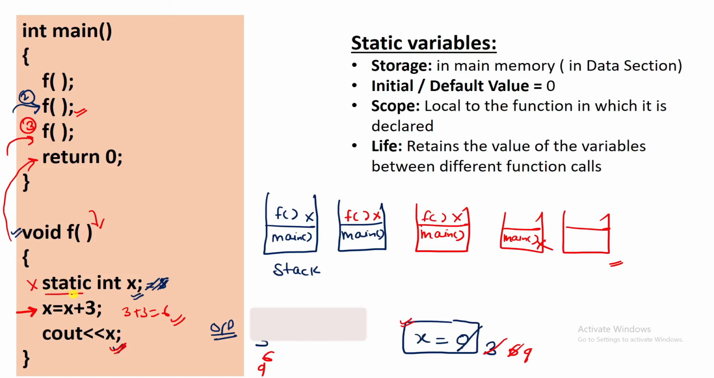Now if this static is not here, I hope you know what the answer of the x variable will be for these three function calls. If static is not there, then this is simply a local variable which will be destroyed after we go out of this f. So I hope you know what the answer will be if we have only int x here. Then the answer will be 333. If you have any problem with how the 333 will come, you can write in the comment box and I will answer. I hope you know how this 333 will come if the static keyword is not here.